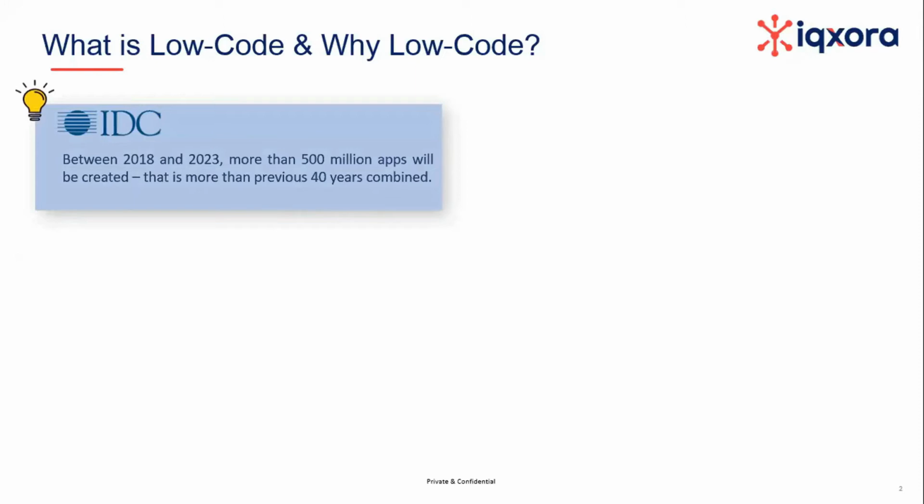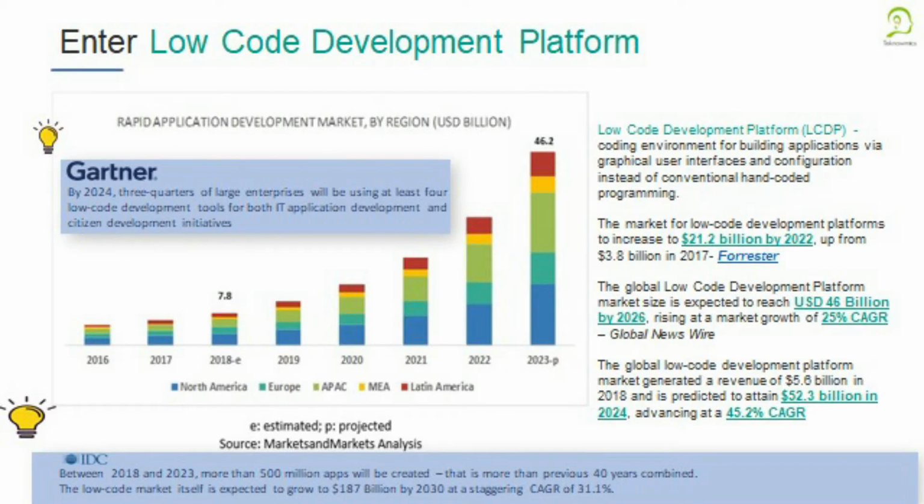IDC says that between 2018 and 2023, more than 500 million apps will be created. That's more than the total number of apps that have been created in the past 40 years. As you can see, in the last 3 to 4 years, the total number of applications that businesses have had to consume has grown exponentially. Furthermore, Gartner says that by 2024, 75% of large organizations will be using at least 4 low-code platforms. So that is the pace and urgency with which organizations are embracing and adopting low-code platforms.